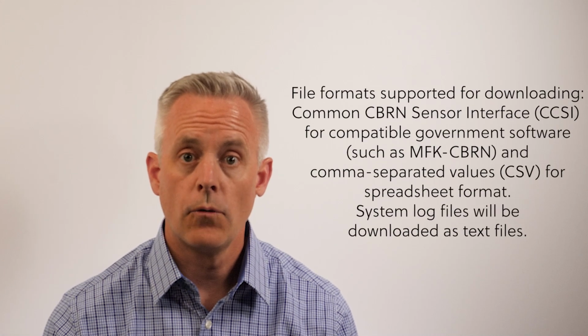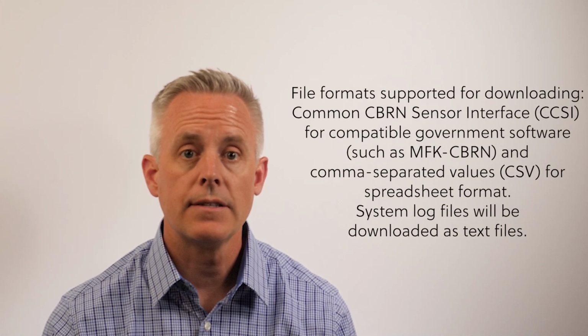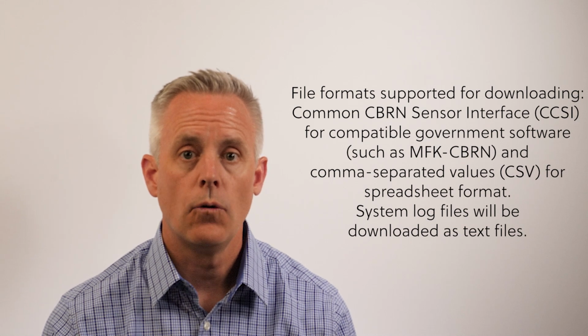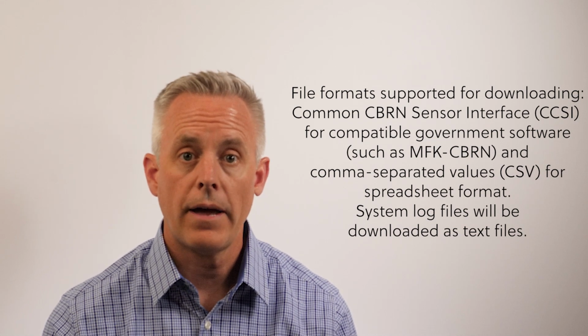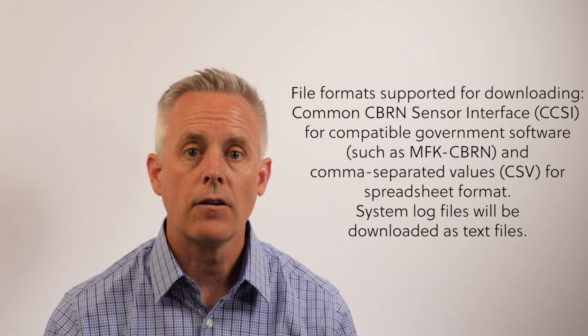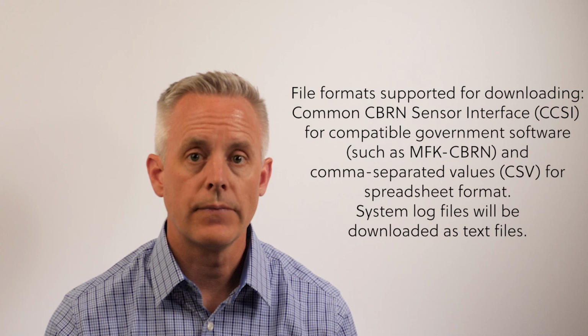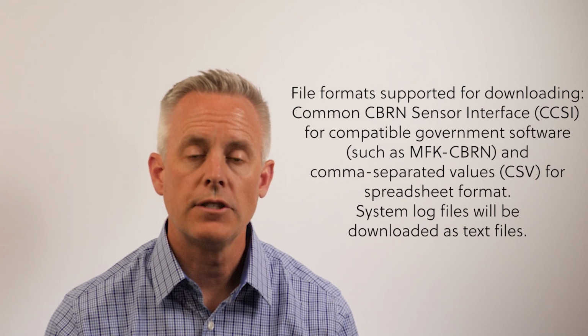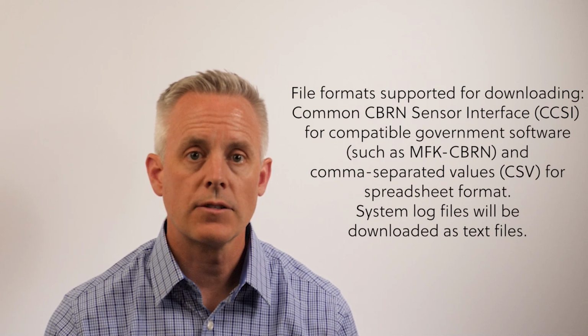Data download functions allow operators to download all data log files to a computer, individual log files, and system log files. File formats supported for downloading are Common CBRN Sensor Interface, or CCSI, for compatible government software such as MFK CBRN, and comma-separated values, or CSV, for spreadsheet format. System log files will be downloaded as text files.